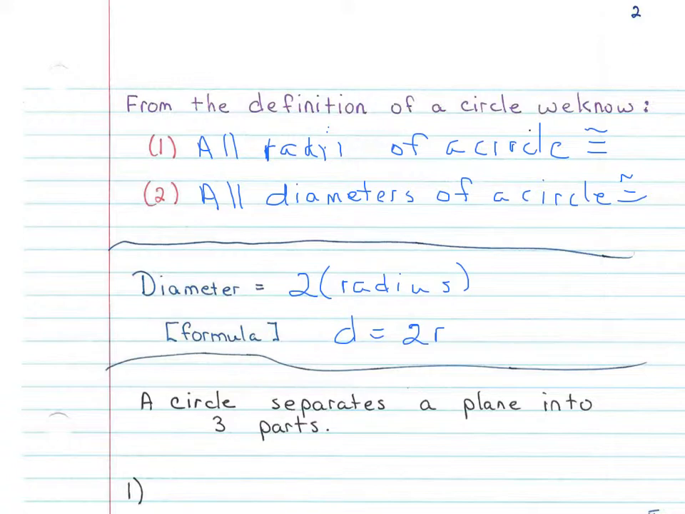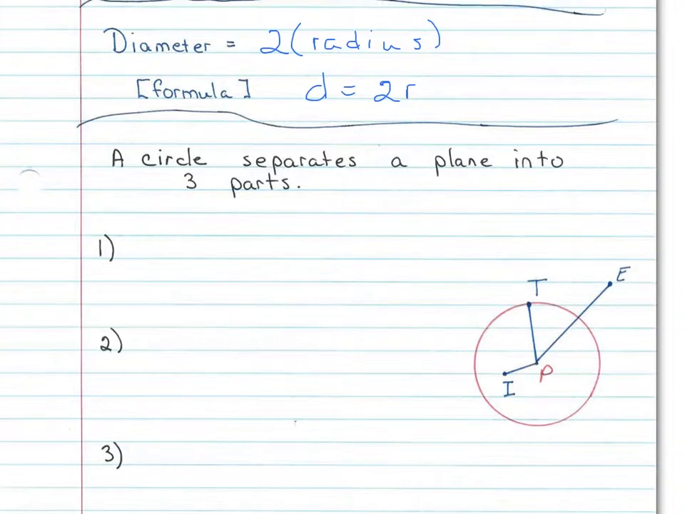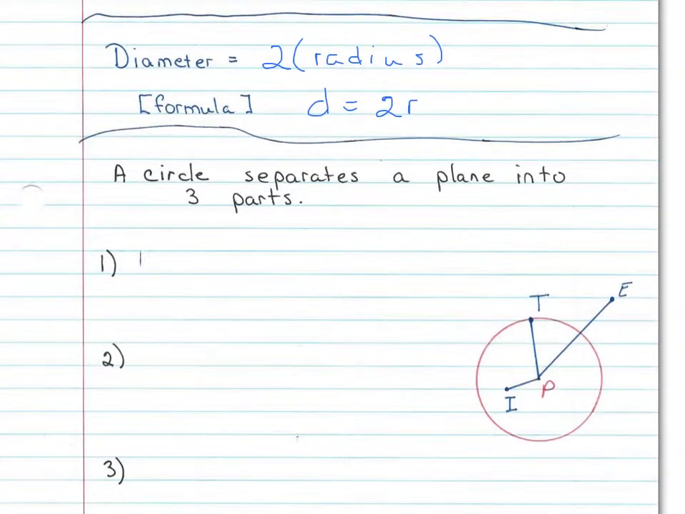Now, a circle can separate a plane into three different parts. We have the interior of a circle. Which point is located in the interior? Point I is in the interior.